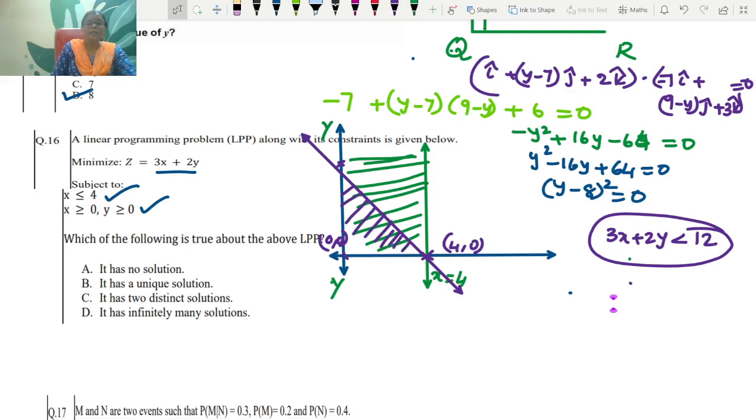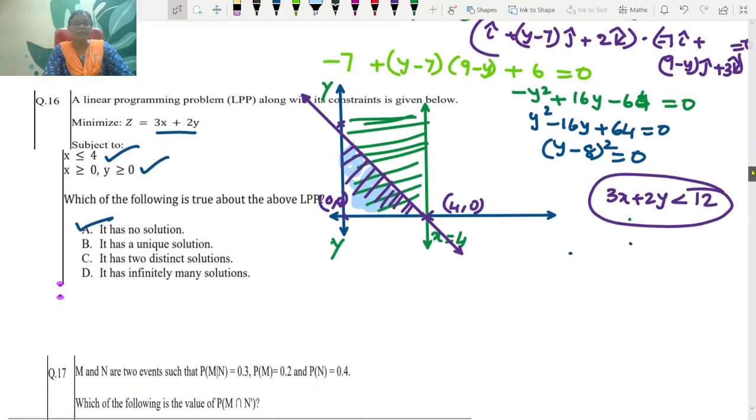Now, this is an unbounded region, and then we go in for minimizing this objective function. And if you find there's any common region between the two, there is no solution. We find that minimization of 3x plus 2y with this condition less than 12 and the unbounded region, they have a common region, this particular region which is common. So therefore, the option that we have is it has no solution.